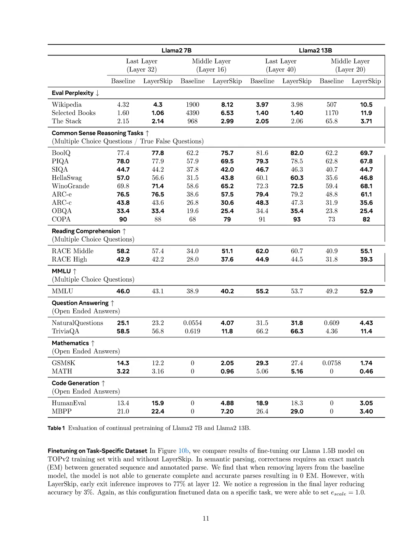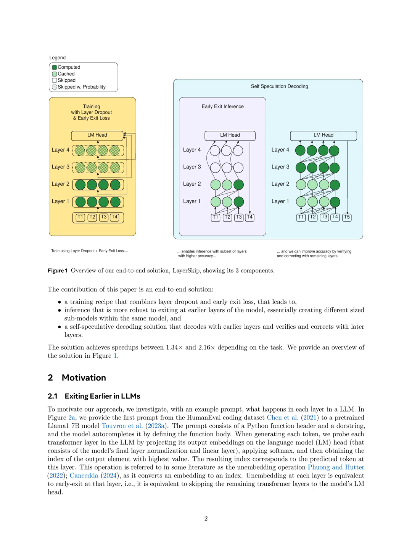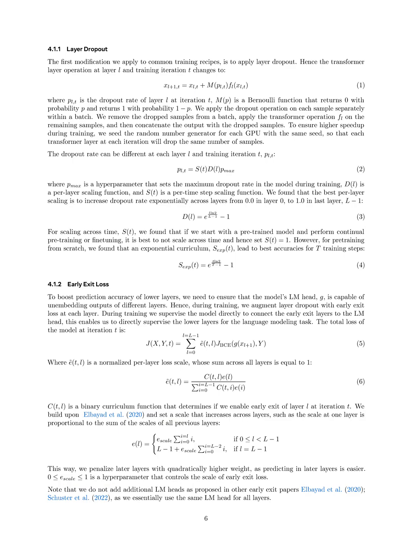2. Early exit loss. To boost the prediction accuracy of lower layers, early exit loss is introduced at each layer during training. This loss function connects the early exit layers to the language model, LM, head directly, supervising the lower layers for the language modeling task. The total loss of the model at each iteration includes the early exit loss at each layer.